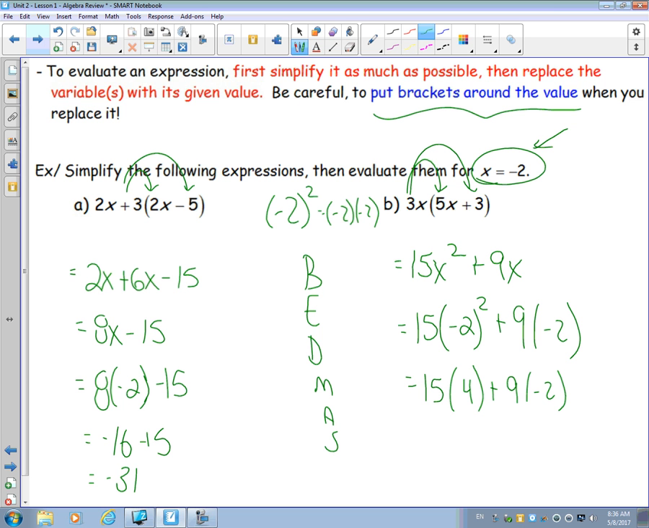Now I can do my multiplying. 15 times 4 is 60. 9 times -2 is -18. And 60 minus 18 is 42. Okay, but make sure you replace all the x's and put the brackets around it. Otherwise, your calculator will lie to you when it does the -2 squared part.